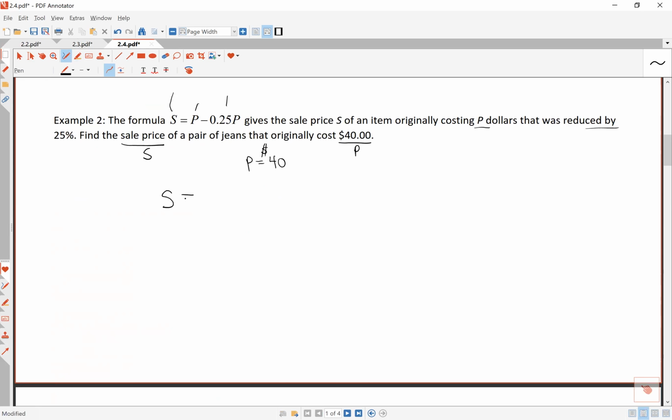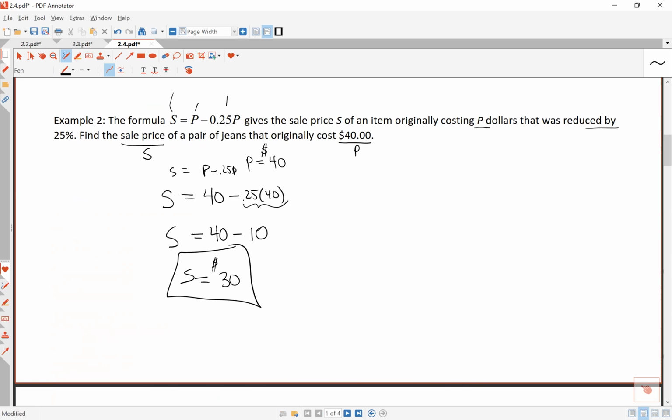The sale price is P minus 0.25P. P is 40 minus 0.25 times 40. So we reduce the price of the jeans of $40 by 25% of 40, and 25% of 40 is $10. 40 minus 10 is $30. So the sale price is $30.